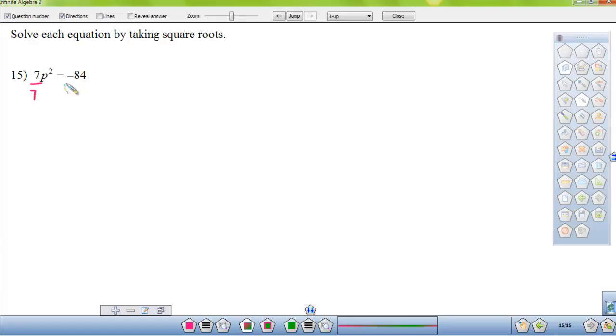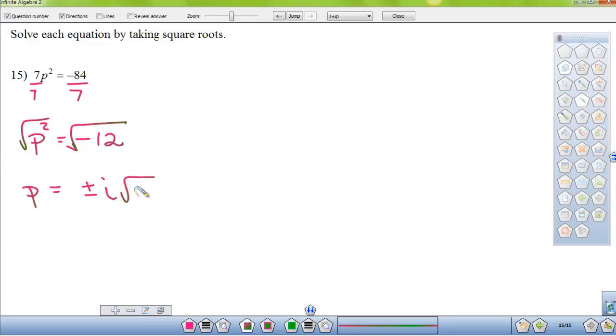And our last question is similar, but we're going to have some big differences here. Again, we're going to divide by 7 because we're isolating the p. And we get p squared is equal to 84 divided by 7, which gives us negative 12. And then when we take the square root of both sides, oops, we've got that negative underneath the square root symbol. We know we're going to trade that out for an i. So this will be plus and minus i times the square root of 12.